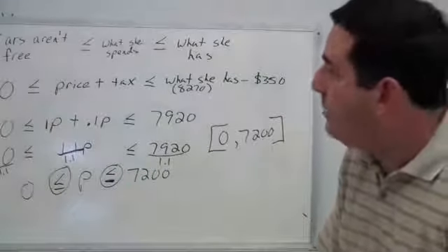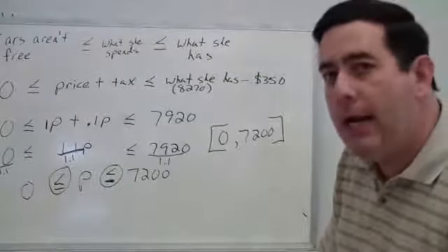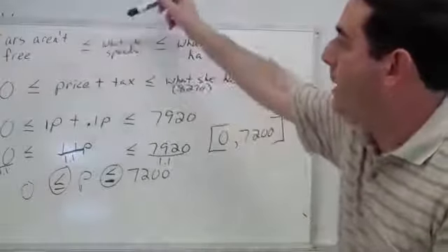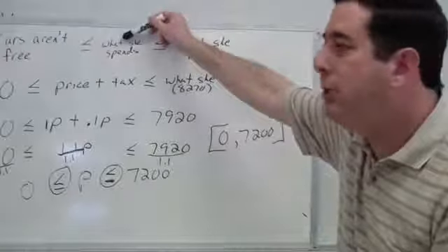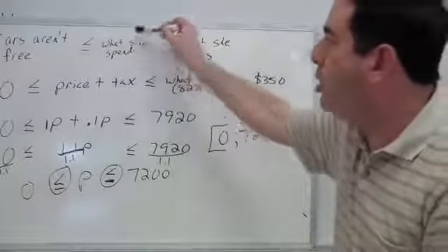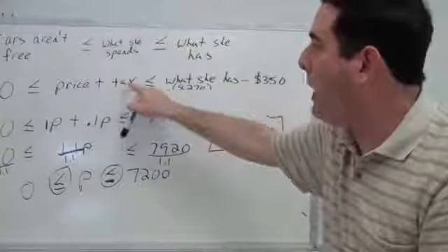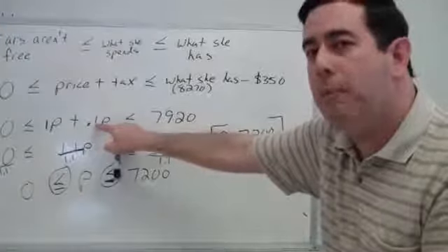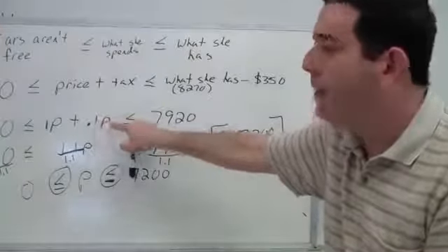So the keys to being able to do it: generating your inequality, knowing cars aren't free, that has to be less than what she spends, which is less than what she has. To figure out what she's spending, it's the price plus the tax. And the tax was 10% of the price.